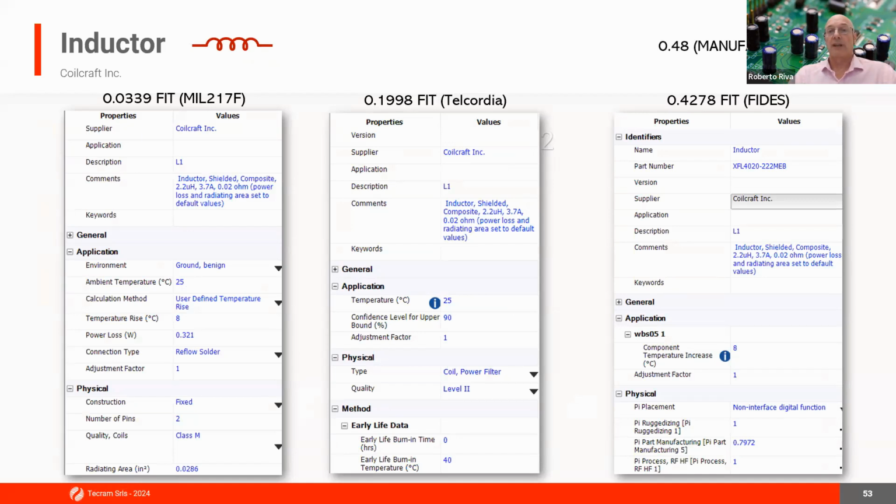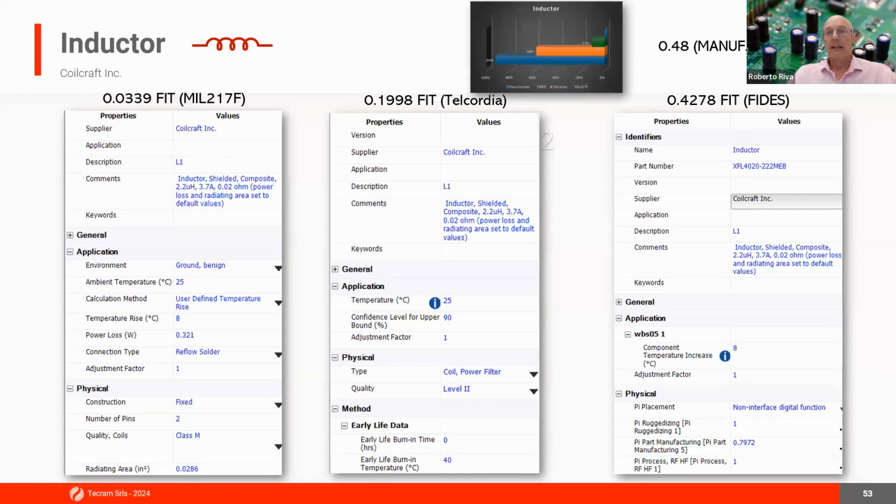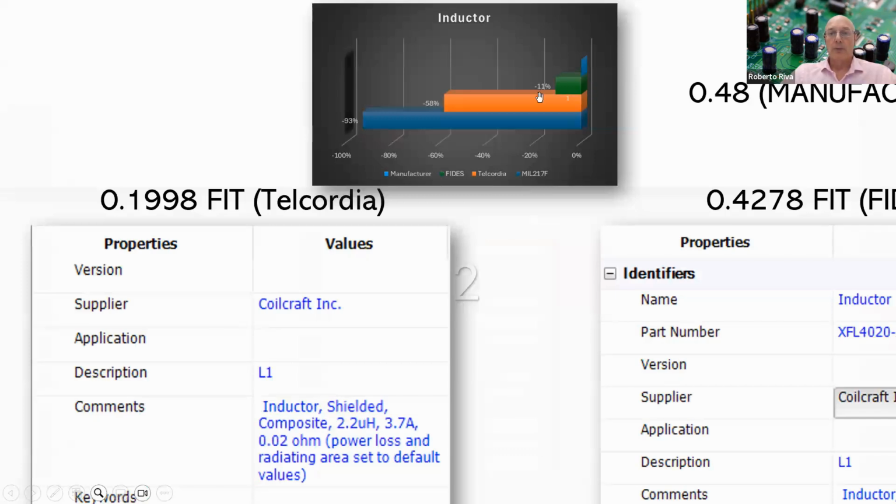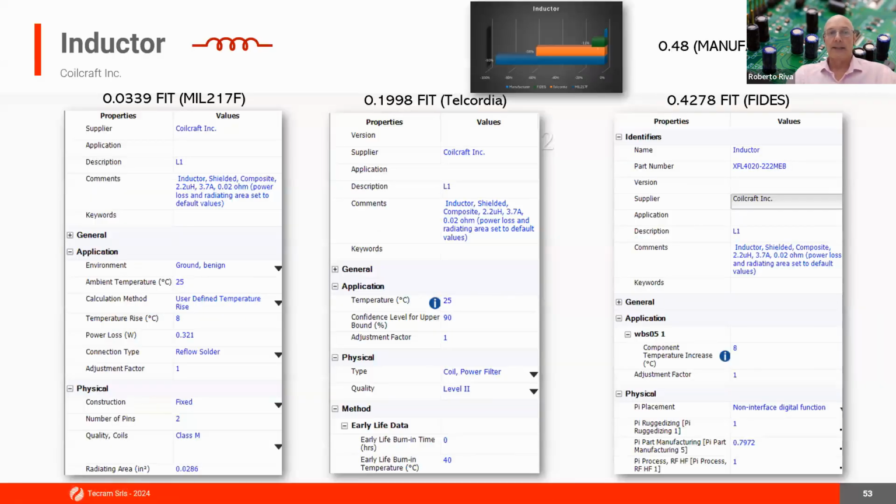We got 0.48 from the manufacturer. FIDES came out very close with that configuration. Telcordia was lower, 0.19, less than half. And MIL was much lower, so in a sense we're quite surprised by that. These are, again, our projections. Okay, so they're all below the manufacturer indication. We didn't want to spend more time investigating why they were like that, so we just accepted it and moved on.